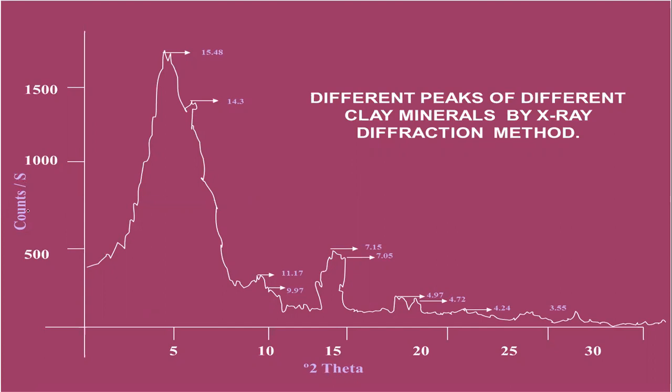These are the counts per second, showing how much X-ray was used. This is theta, this is our unit. Each and every peak represents the 1.1 minerals, 7.15 minerals, all those things. There is no need to go into detail about this graph. It is quite difficult, but you will learn when you work with X-ray diffraction, and you will come to know about this graph.